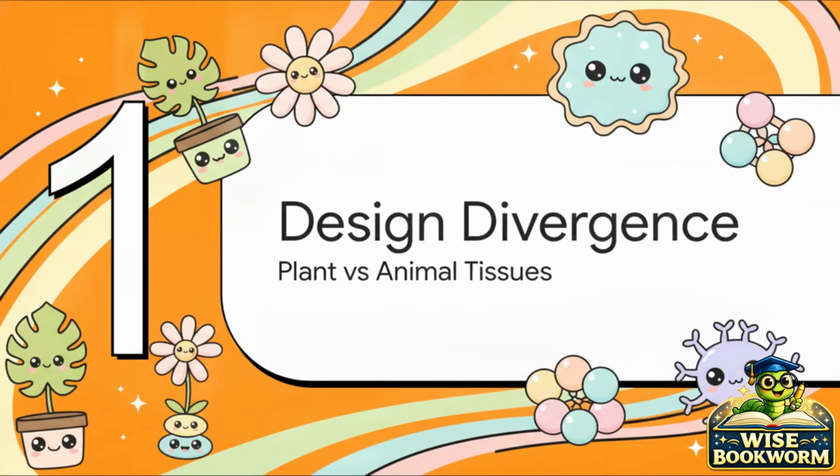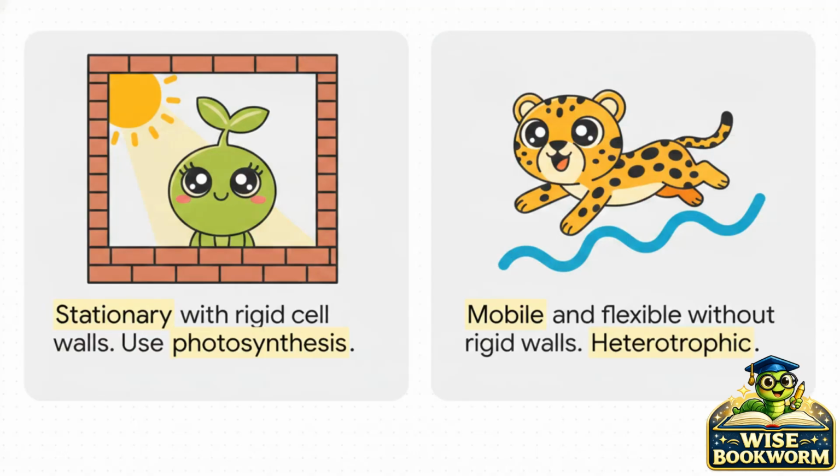Number 1, the Great Design Divergence. It's wild, but the huge differences between plants and animals really just boil down to lifestyle choices. Plants are stationary. They just sit there, right? So they need stiff scaffolding, like rigid cell walls, to stand tall and catch sunlight to make their own food. But animals? We're on the move. We have to hunt, forage, escape, which means our tissues need incredible flexibility. So no rigid cell walls for us. It's two totally different lifestyles, leading to two completely different engineering solutions.